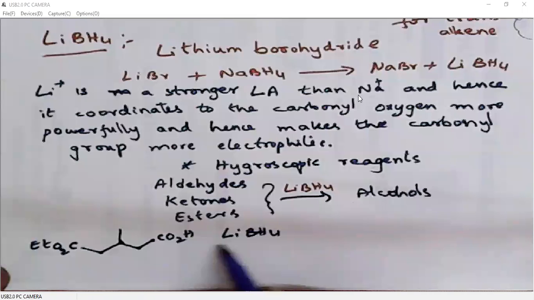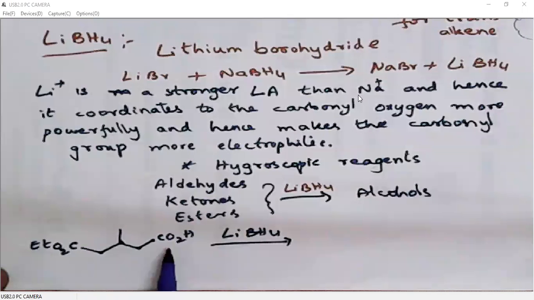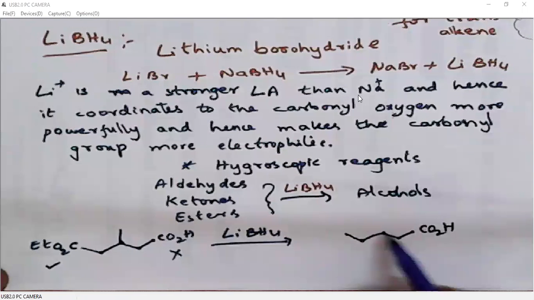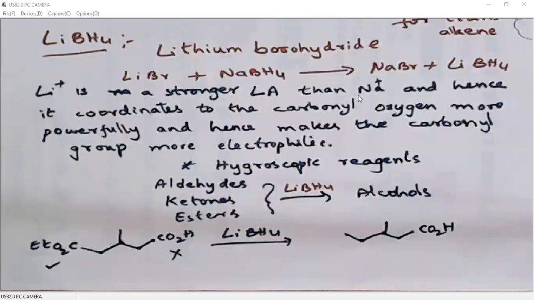Here we have an ester and we have a carboxylic acid. I did tell you that only esters will undergo reduction with lithium borohydride, but carboxylic acids will not undergo reduction with lithium borohydride. So only the ester will form an alcohol. The carboxylic acid will not be disturbed.